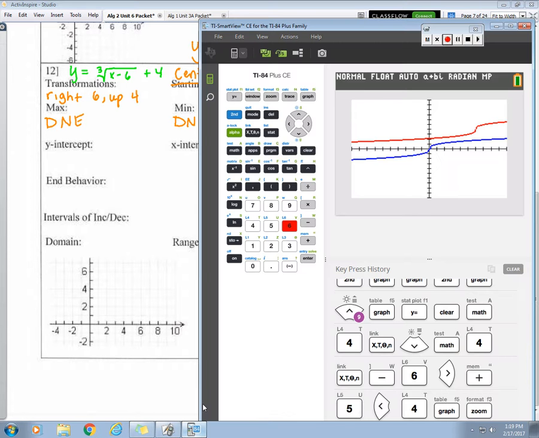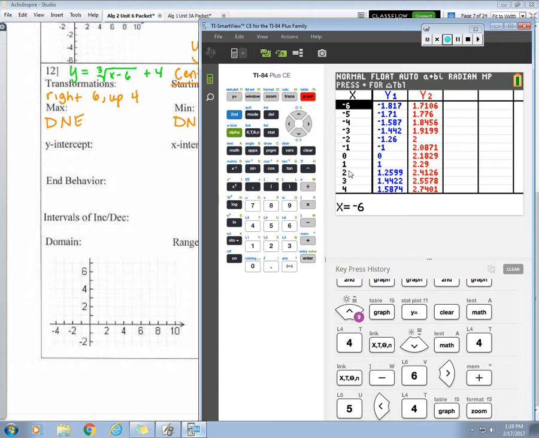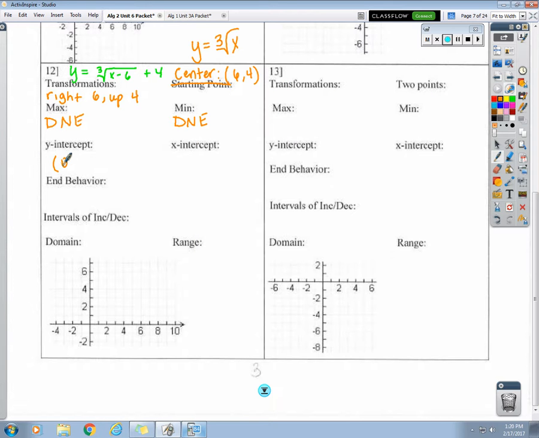Okay, where is the y-intercept for this function? 0, 2 is where it looks, but let's just check the table to make sure it's not 2 point something. So second table, we're looking for what? Where x is 0. But then it is kind of confusing because I have both graphs, but remember the blue is just the parent function, the red is the one we're looking at. So where's the actual y-intercept? 2.18. So we'll round that to like 2.2. So your y-intercept is 0, 2.2.